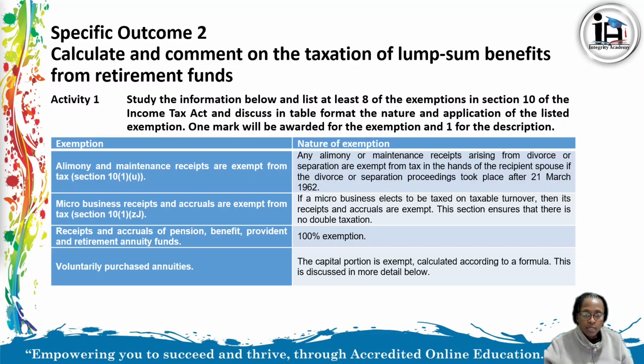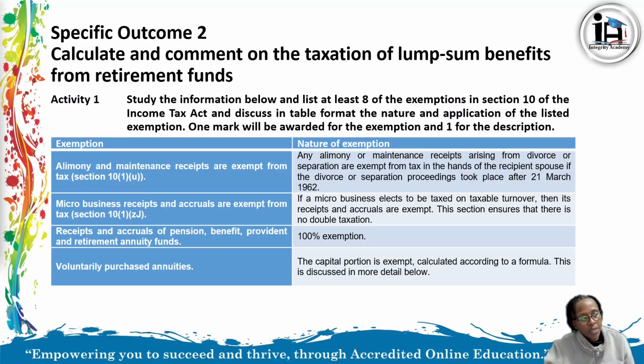Micro business receipts and accruals are exempt from tax. Section 10(1)(zJ). If a micro business elects to be taxed on taxable turnover, then its receipts and accruals are exempt. This section ensures that there is no double taxation.